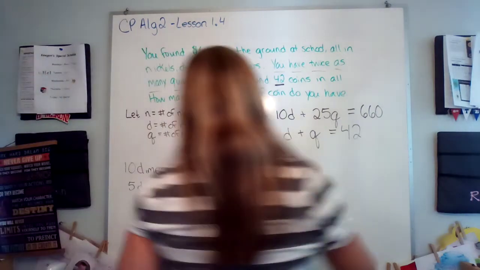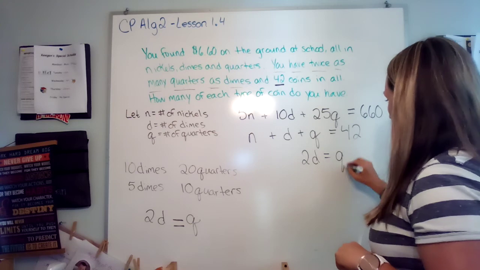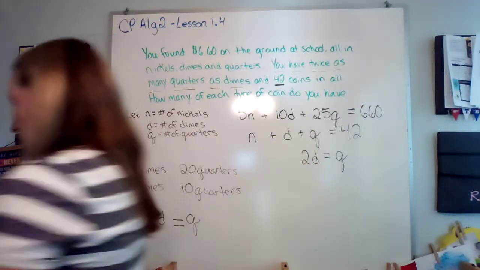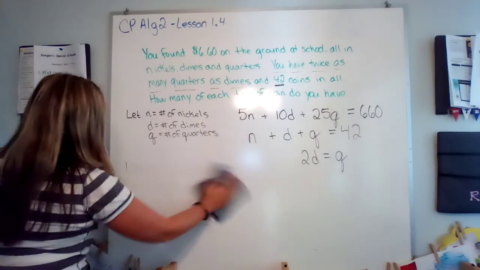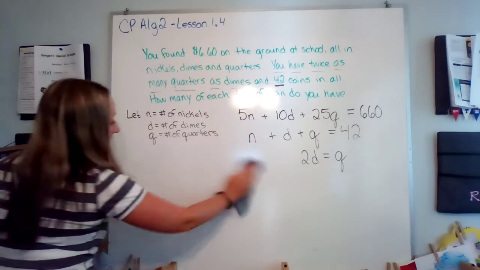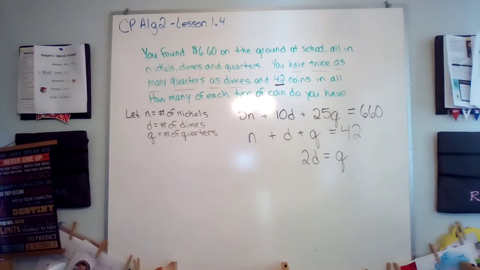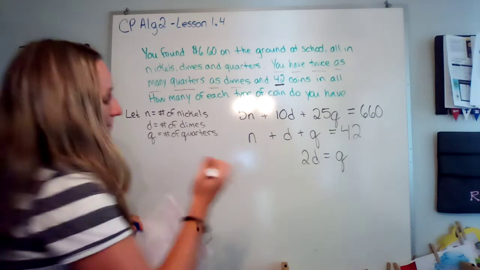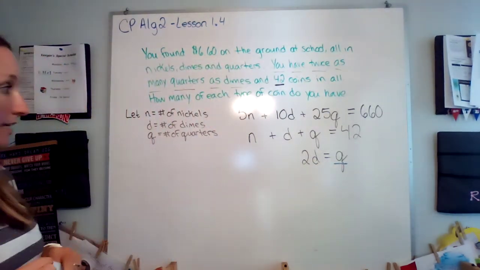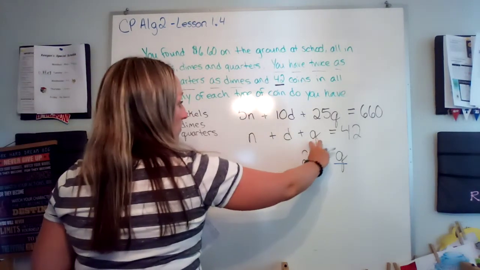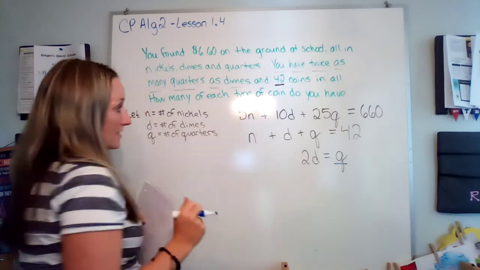Okay, so there is my third equation: 2d equals q. All right. So this problem is actually going to be solved a little bit differently than the other ones because I can use substitution instead of elimination. I tend to only use substitution if a variable is already isolated. Since the q is already isolated, wherever I see q, I can replace it with 2d. And then these two equations will only have n's and d's.